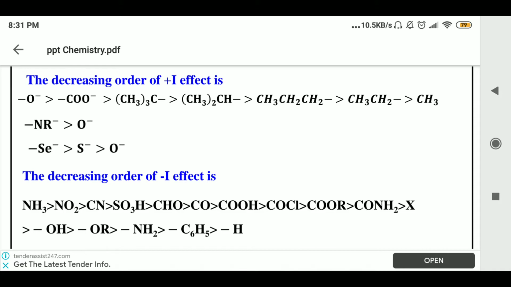Some examples of plus I, that is positive inductive effect, and there are certain groups which are having the negative I effect, and the order of reactivity is given over here.